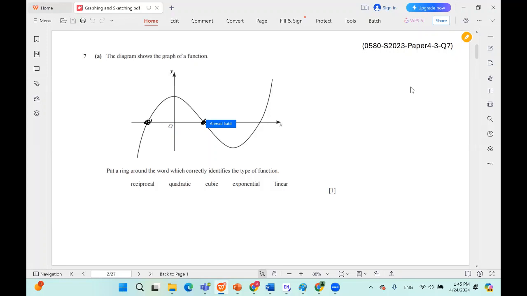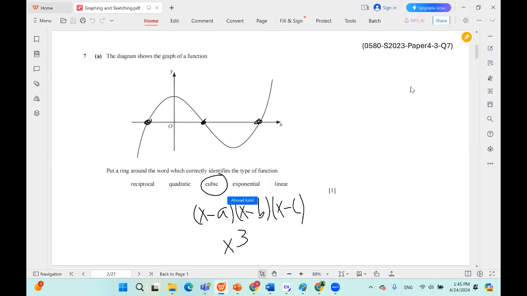So we can tell that we have 3 factors, x minus a, x minus b, x minus c. So this is definitely a function that has x power 3, and therefore this is a cubic function. Not all cubic functions intersect 3 times, but any function that intersects the x-axis 3 times must be a cubic function.